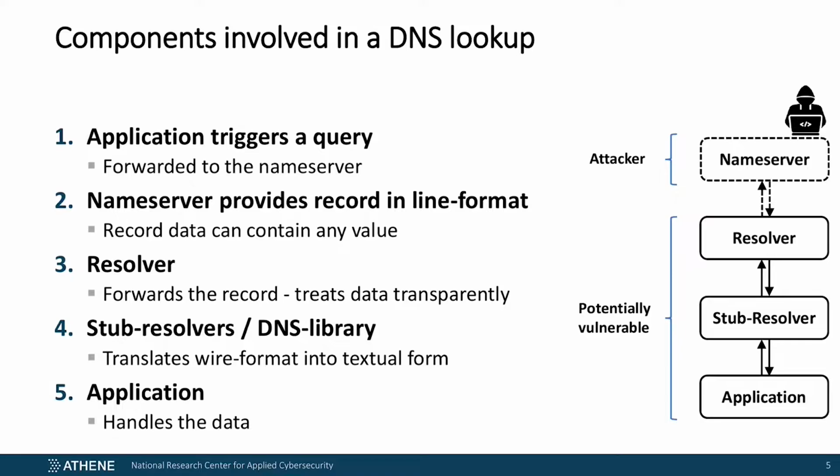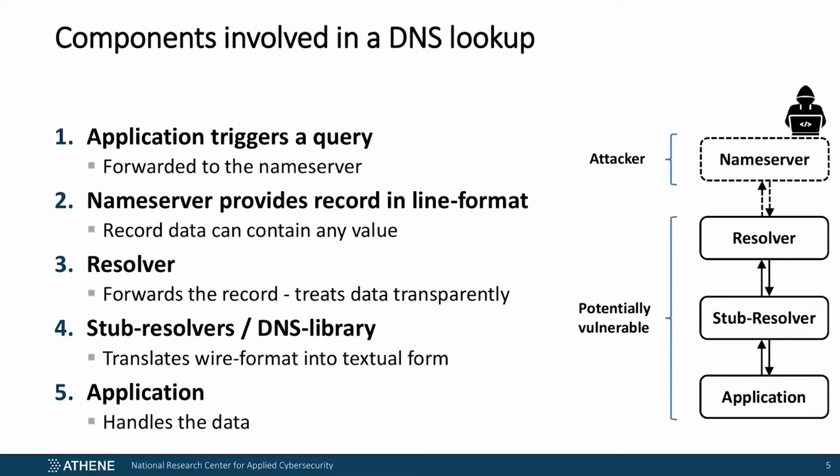That's a good principle. It just means that the resolver can't be interpreted as a line of defense when looking for such injection vulnerabilities. And then there are the stub resolvers or DNS libraries, which are the components that translate the DNS wire format into the textual form you all know, like with the dots, www.google.com. And typically they provide an API to the application in some form.